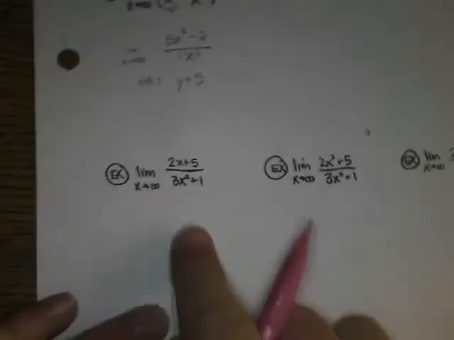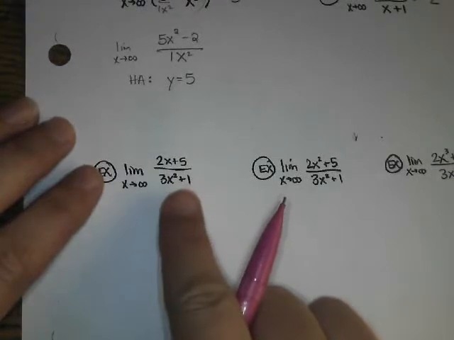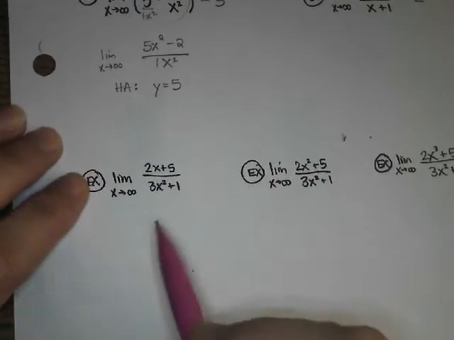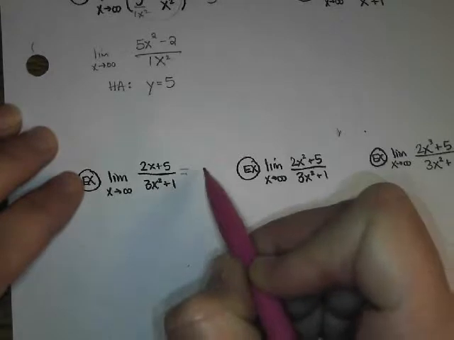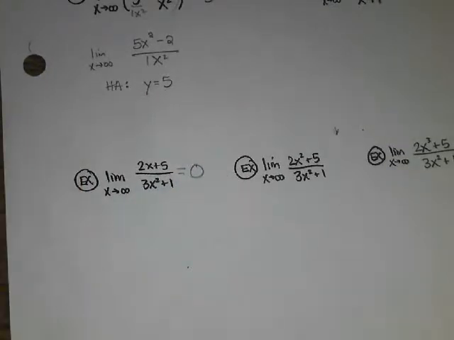What category does this one fall in? Small over big, so what would that limit be? 0. Go ahead and do the next 2.